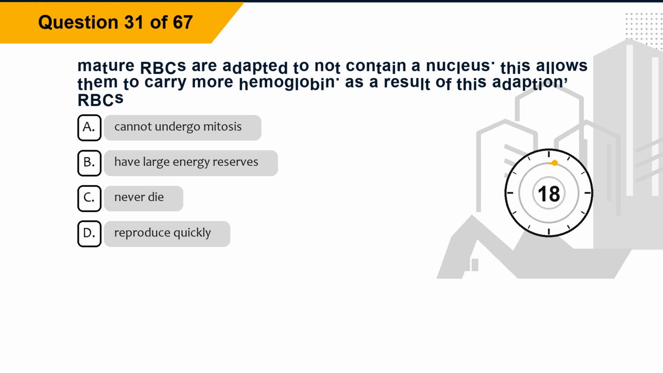Question 31. Mature RBCs are adapted to not contain a nucleus. This allows them to carry more hemoglobin.